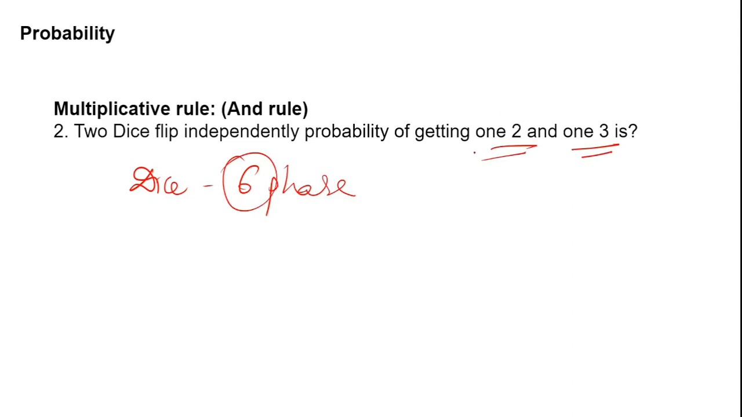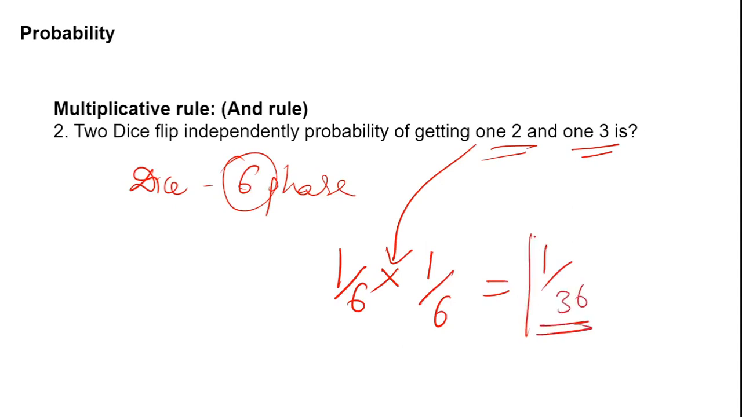We will go one by one. In one dice, the probability of getting 2 is 1 chance out of a total of 6 when you flip that dice independently. For the other event, we expect 3, which is 1 event out of a total of 6. So that is 1 by 6 into 1 by 6, that is 1 by 36. This is the probability of getting 2 and 3 independently in a single incidence. In that case, you need to go for the multiplicative rule.